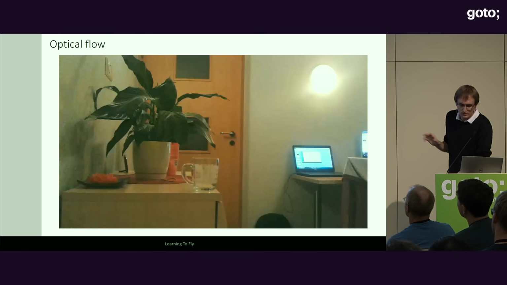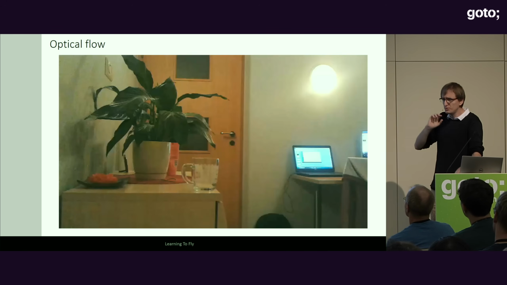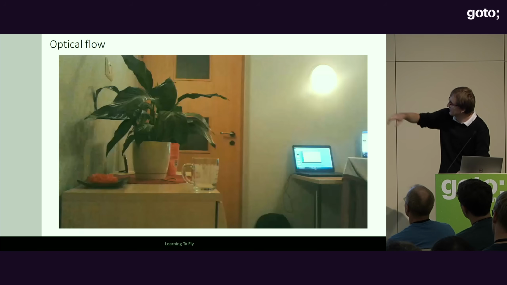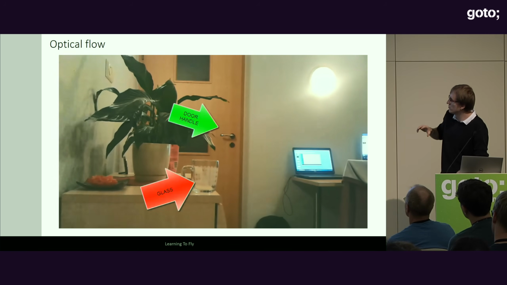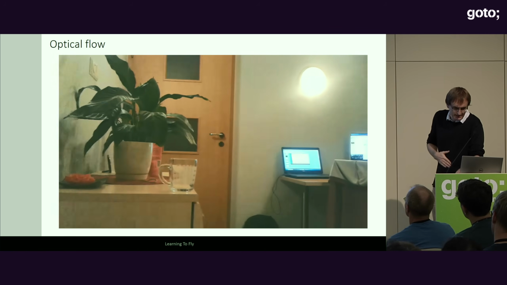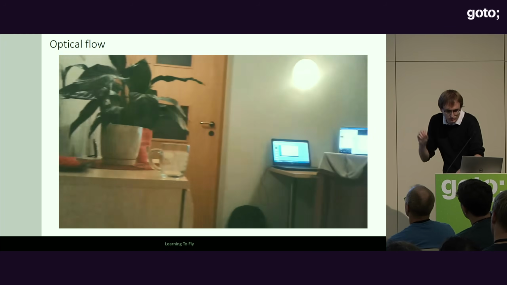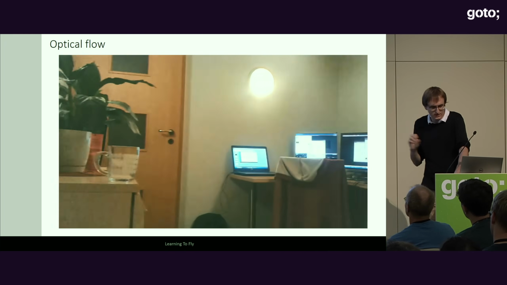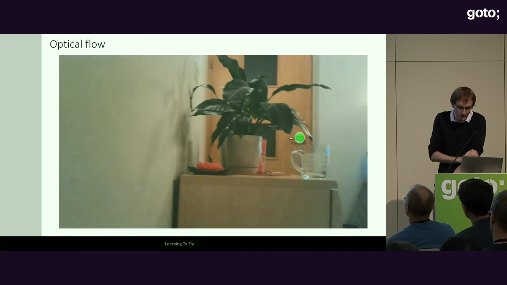A similar approach, but a little bit different, would be to use optical flow itself. So let's focus on the door handle and the glass while we move. And you can see that the glass, which is closer, moves faster in the image than the door, which is far away.